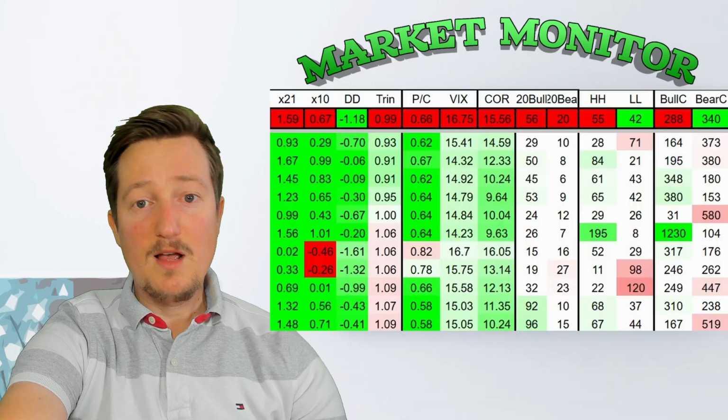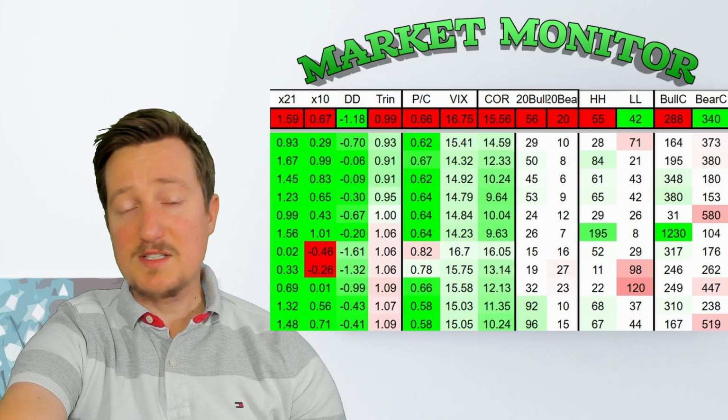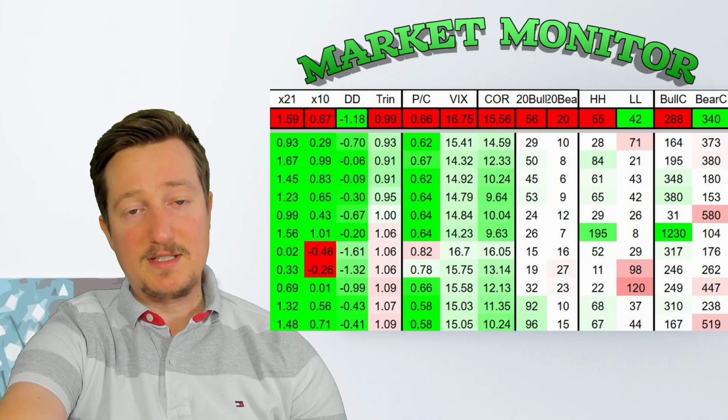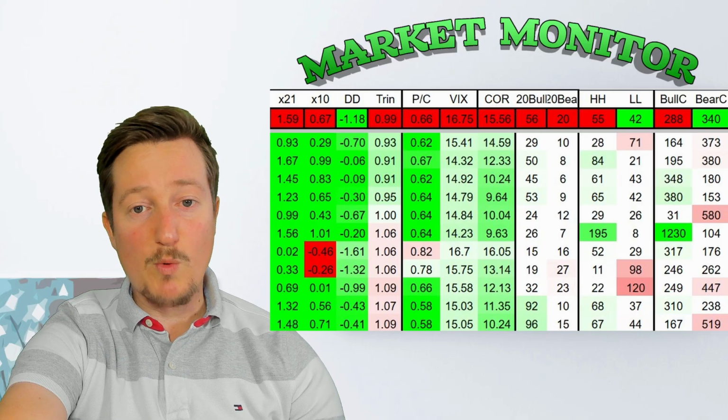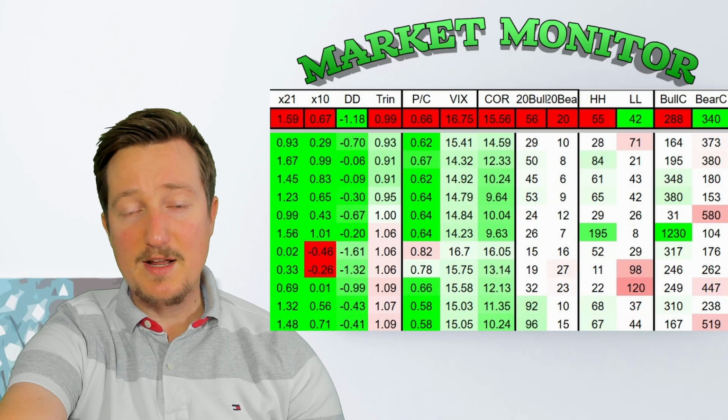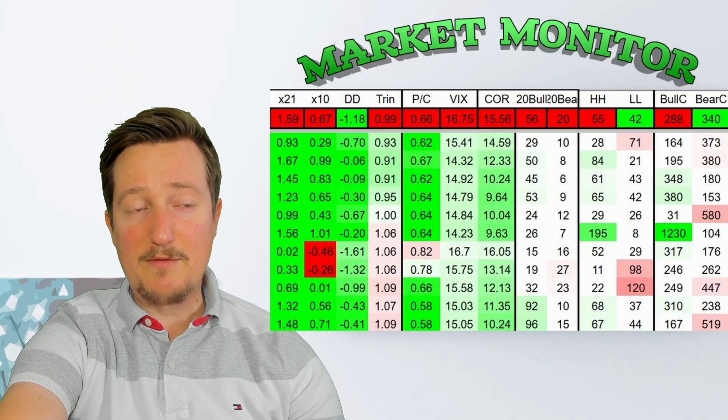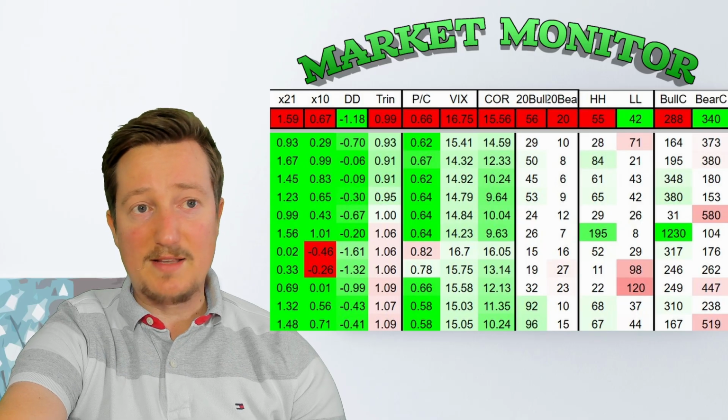All right, so what you see here is a mixture of internal data. I basically take the distance from the 21-period exponential moving average and 10-period exponential moving averages, and I just track that. That's on the left side. So we're above all those moving averages, so that's bullish.